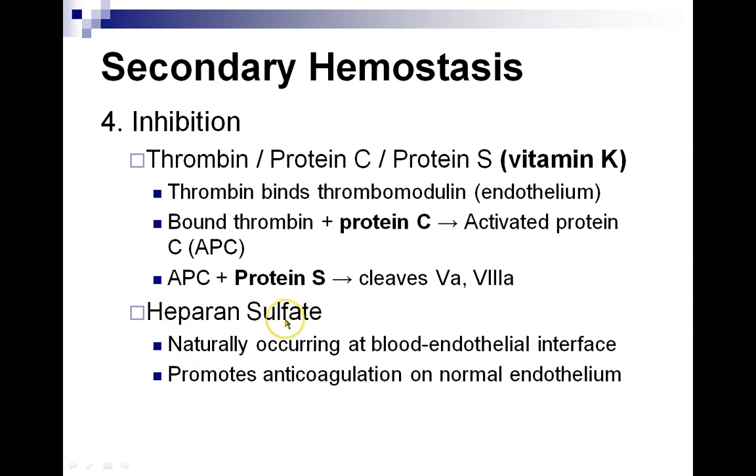Finally, there's a substance in our body called heparan sulfate, spelled differently than the heparin drug that we give. And this heparan sulfate actually occurs naturally at the blood endothelial interface. Your body creates this substance, which is a natural anticoagulant. So your body is able to create a number of different substances and mechanisms to break down any clot that's being formed in the body.